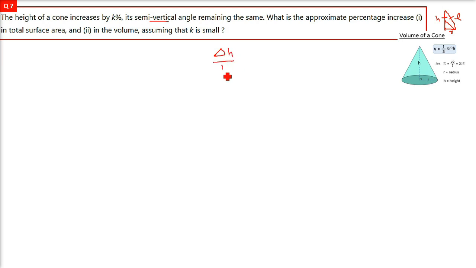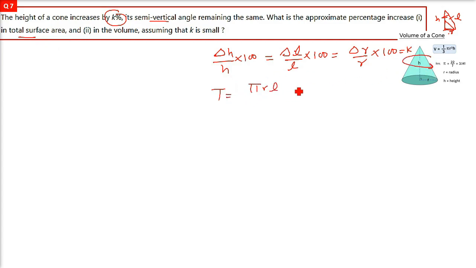That is, delta h by h into 100, the percentage change in the height, will be equal to the percentage change in the radius, will be equal to the percentage change in the slant height. So delta L by L into 100 is equal to delta R by R into 100. This is the very important part of this question. Let us assume it to be some k. Now the height of the cone increases by k%. So you can assume k as some c or something, right?